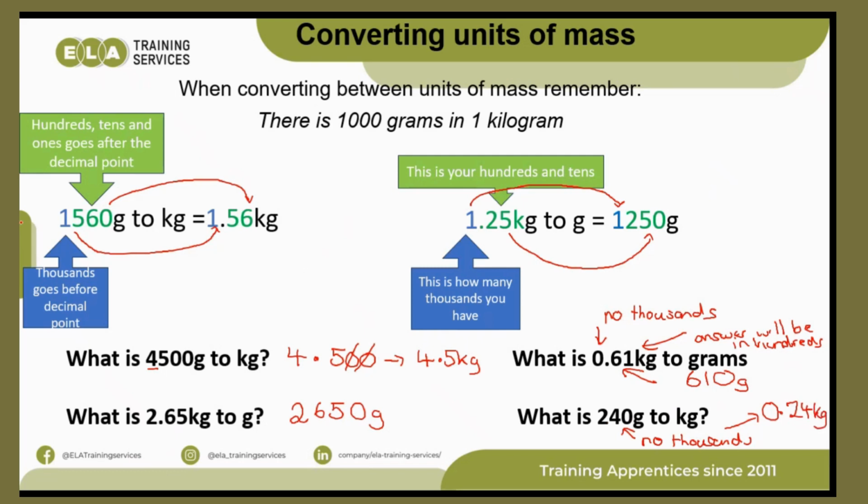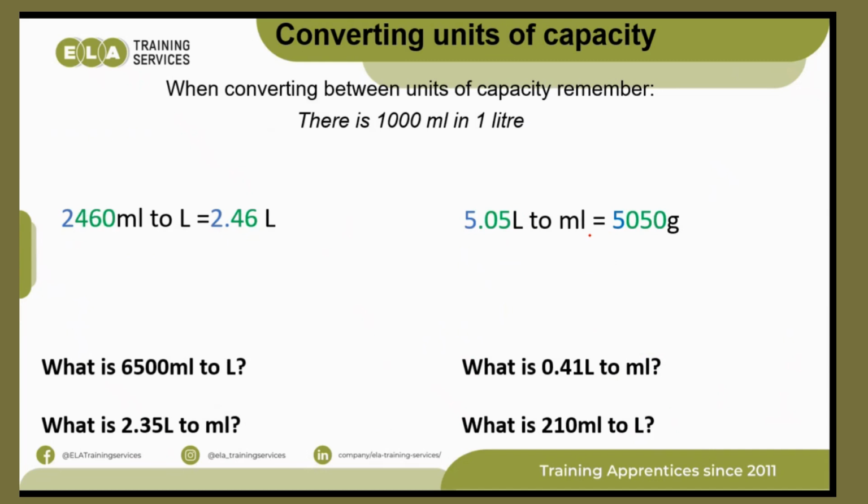So remember, when you're converting from grams to kilograms, the number at the front will be before the decimal point, and then the numbers after will come after the decimal point. If they are zeros, you don't need to add them. Then the opposite way, if we've got a decimal and we want to convert it to grams, the number before is going to be your thousands, and the numbers after will be your hundreds and tens. And that is exactly the same when it comes to units of capacity.